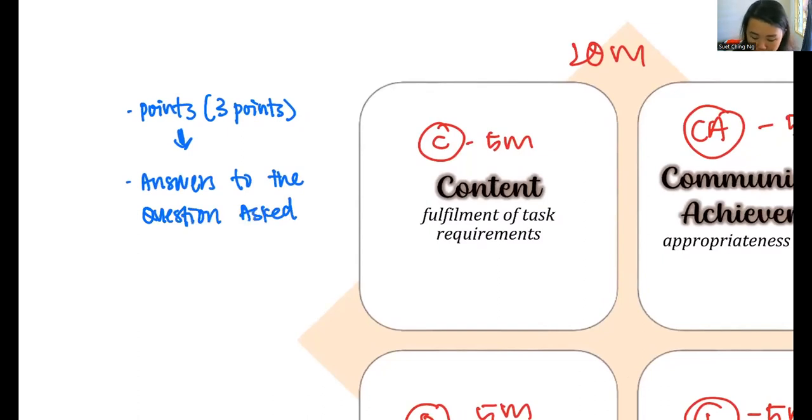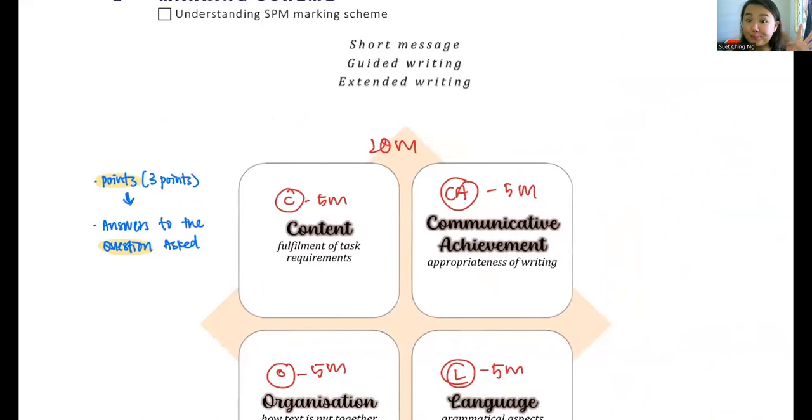So two things: your point, your question. Okay, your point, your question, that's it. So long as you have sufficient correct points that answer the question, you're going to get it done. Okay, now number two, CA is what?